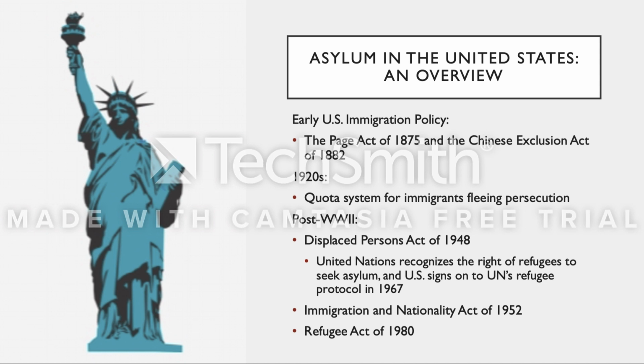And after World War II, the Displaced Persons Act of 1948 was enacted, and then the UN, which was newly formed at the time, recognized the rights of refugees to seek asylum, which the U.S. signed on to. And from there, the Refugee Act of 1980 was enacted, and all kind of in that mix, the Immigration and Nationality Act was enacted as well.